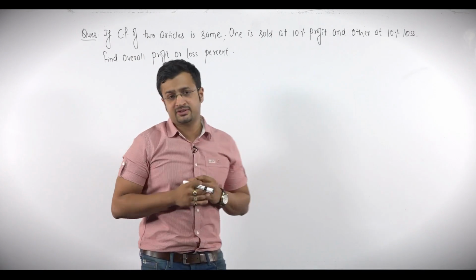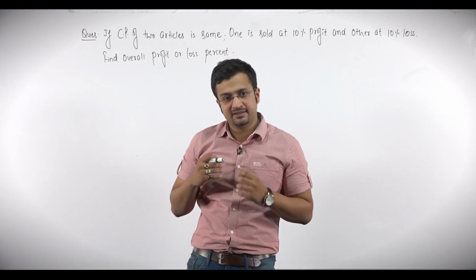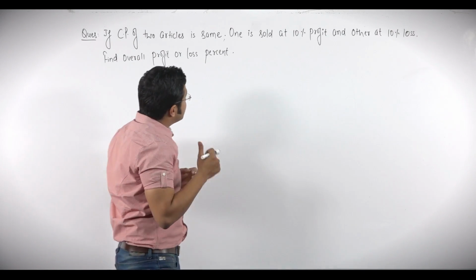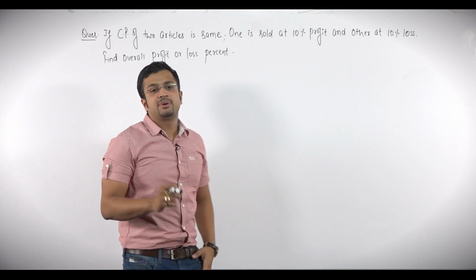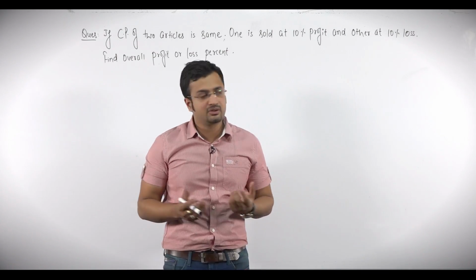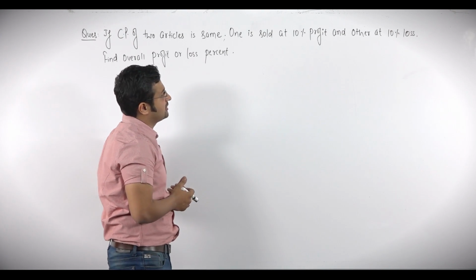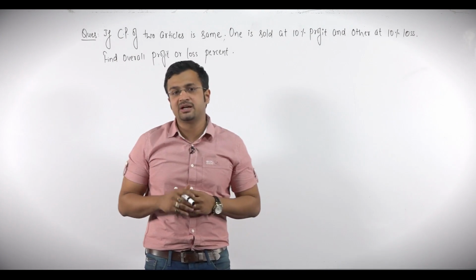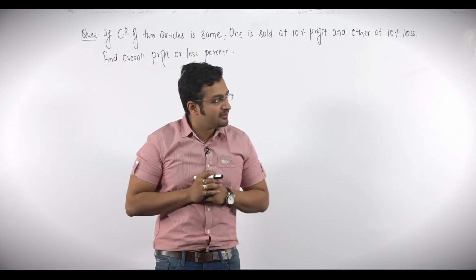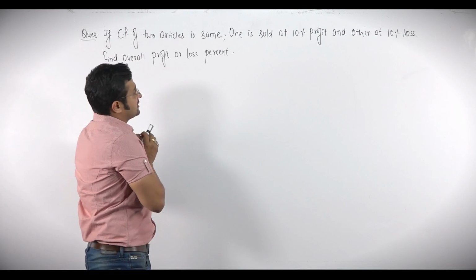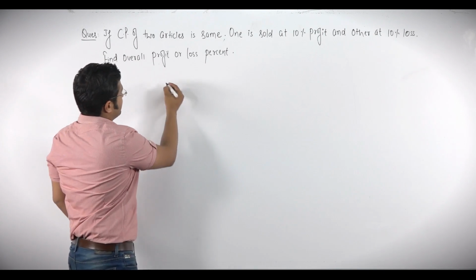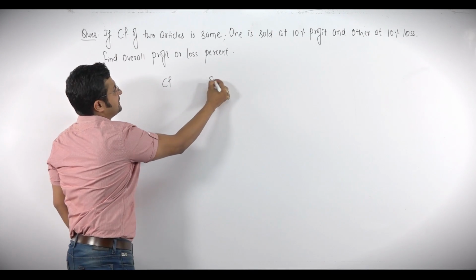Now I have asked this question to so many people and they instantaneously reply 1% loss. 1% loss. From where you can get 1% loss? So they simply apply the formula, that is x square by 100. But you have to think about this problem. You go by basic, CP and SP.